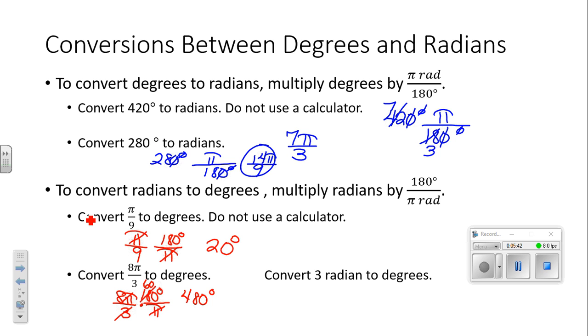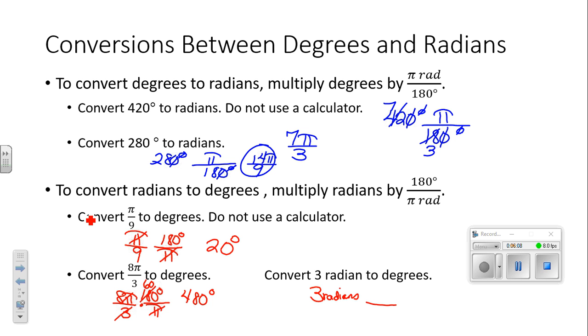Now, here's that single number again. No degree sign, right? So here's a good old 3 radians. That means they took some number times 3.14159, etc., and got 3. So it's going to be a number smaller than 1, right? Okay? So we're going to take this and make it into degrees. So this is 3 radians.